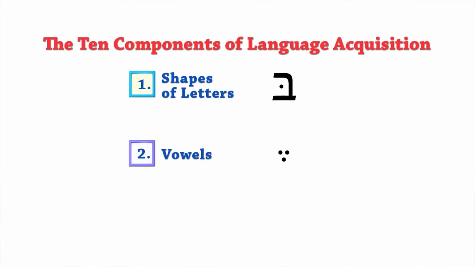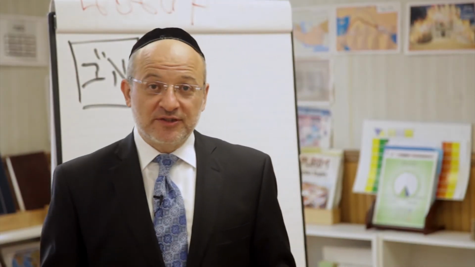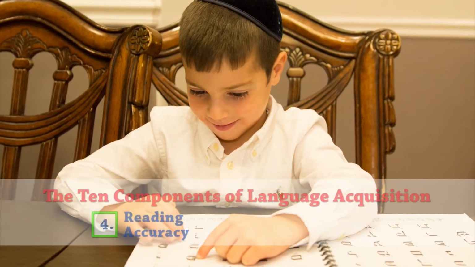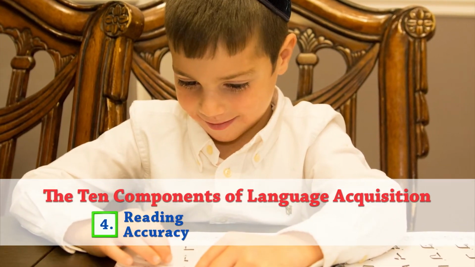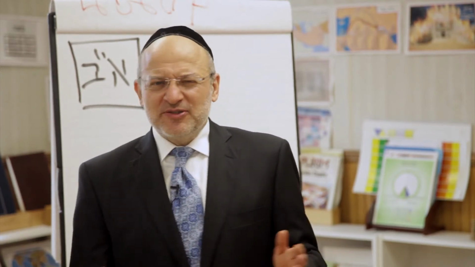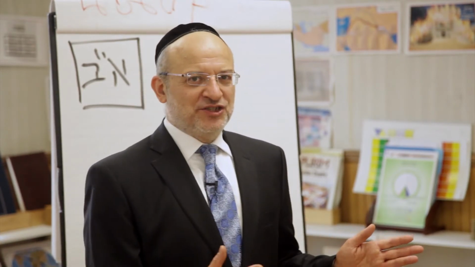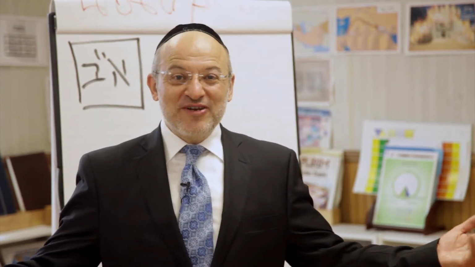Number 3 is blending. You want the child to know all the nekudos and all the tzuras ha'osios, all the shapes of all the letters, so they are ready for this number 3, which is blending. How do you now combine the Os and its nekudah and correctly pronounce the two? That will lead them to number 4, which is reading accuracy. Once they're reading one letter with its nekudah, now they're able to go to the next letter and its nekudah. Once they're able to start blending the letters with each other and the nekudos contained in or under or above the letters, that's called reading accuracy.